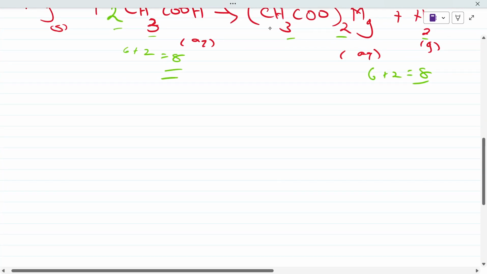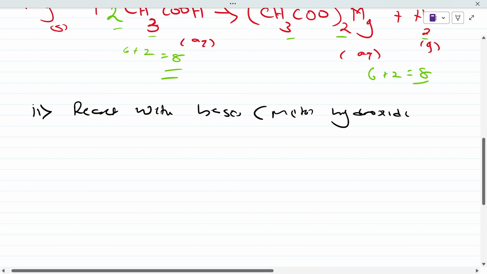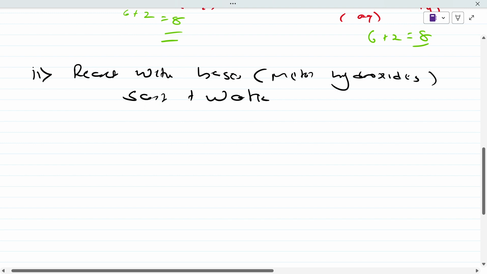Next thing that I want you to know about carboxylic acids is that they can react with bases to form salt and water as the only product. Now, next property that you have to know, carboxylic acids can react with bases. Bases are just metal hydroxides. When they do so, they form salt and water as the only product. So, you can give it a try and see.